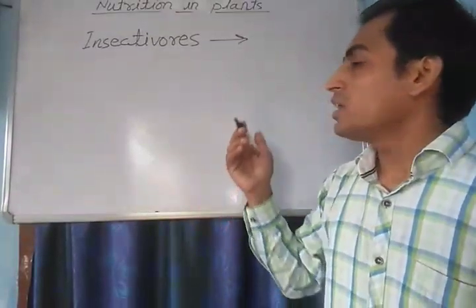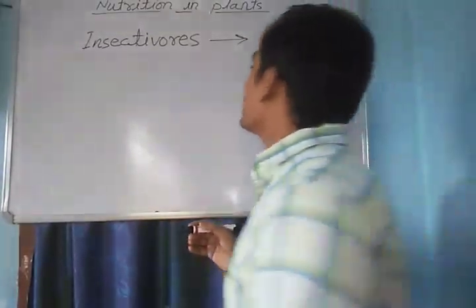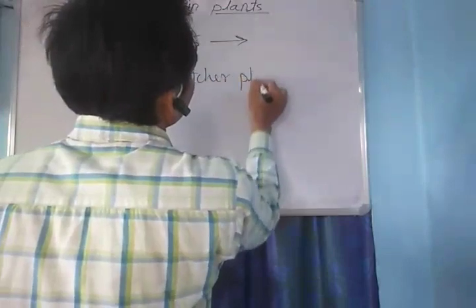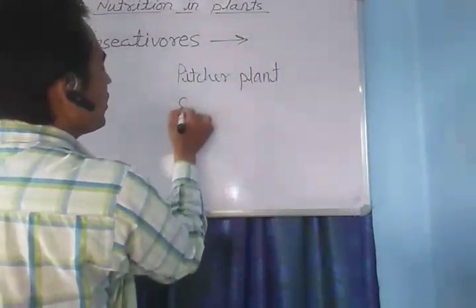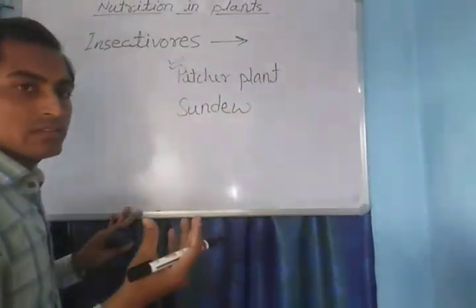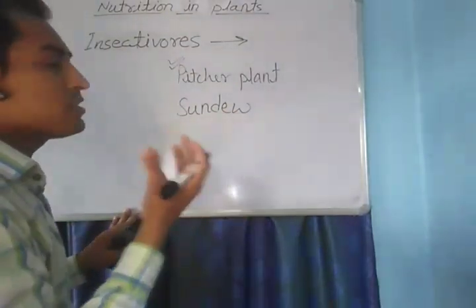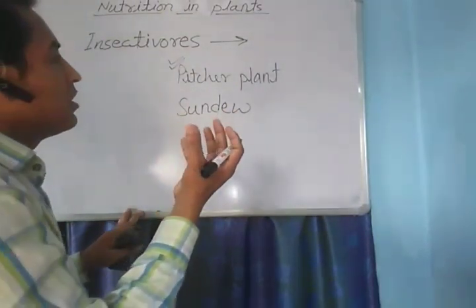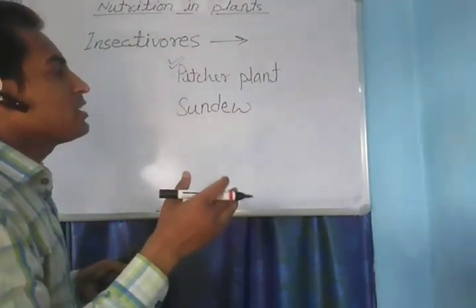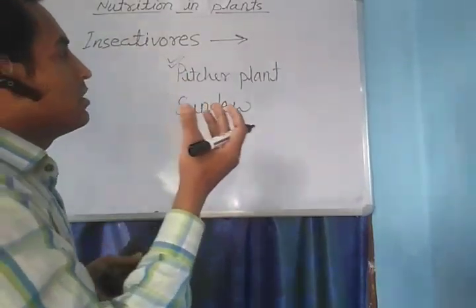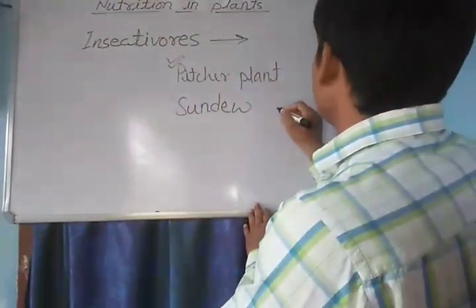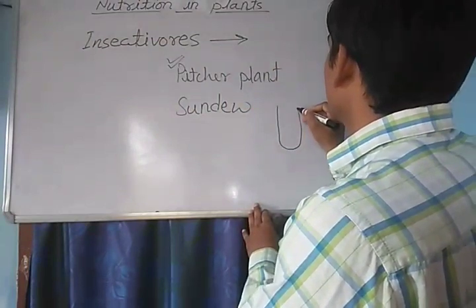The very special examples of it are pitcher plant and sundew. A very special structure of the pitcher plant is that it is like a vessel, and a cap or lid is present on the top of it, in this way.